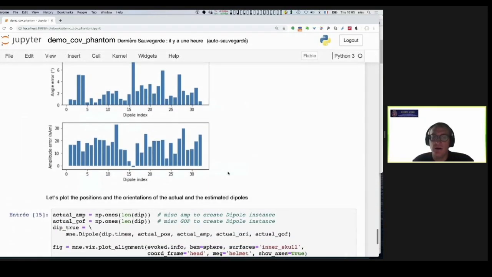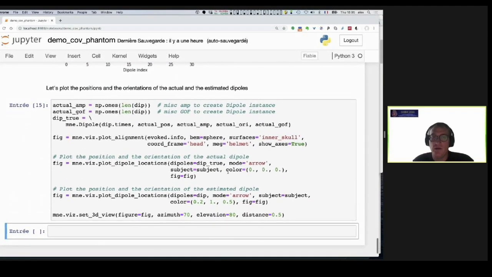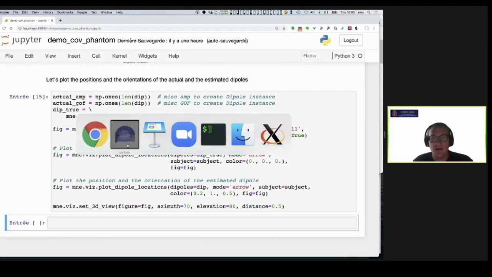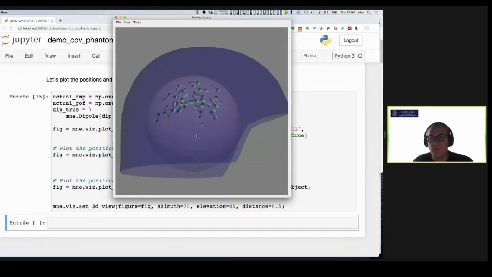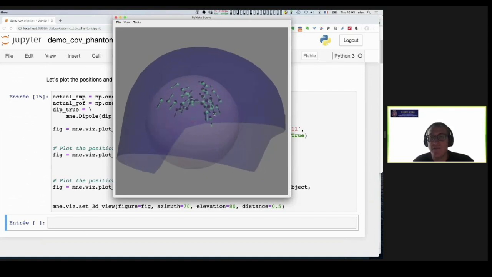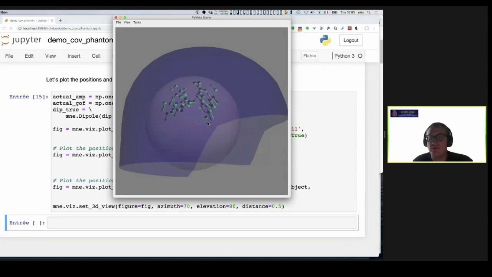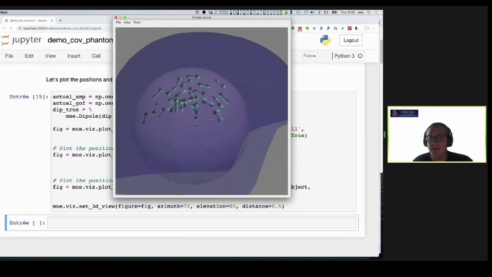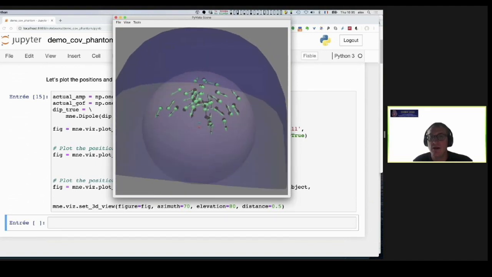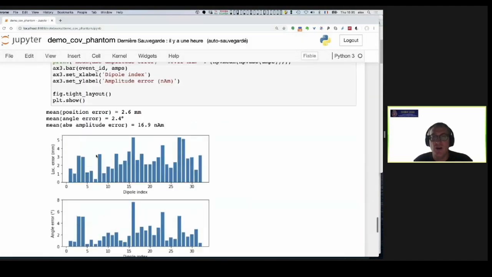So now, at the end, you can visualize where you have estimated the dipole. What you see here are two colors. One color is the true location of the dipole, and the other color is where the dipoles are actually estimated. And you see that it's pretty close. It's pretty good.